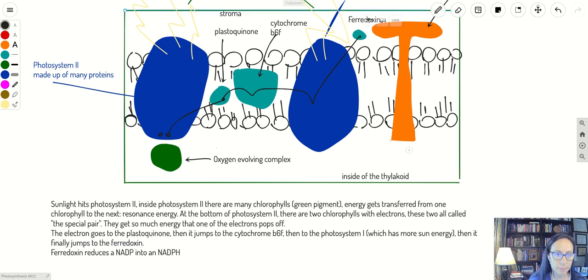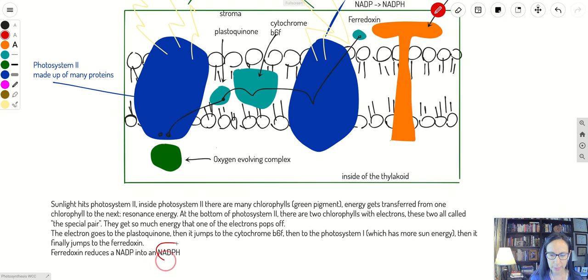NADP turns into an NADPH. Okay. And so this NADPH is one of the outcomes of the light reactions for photosynthesis.